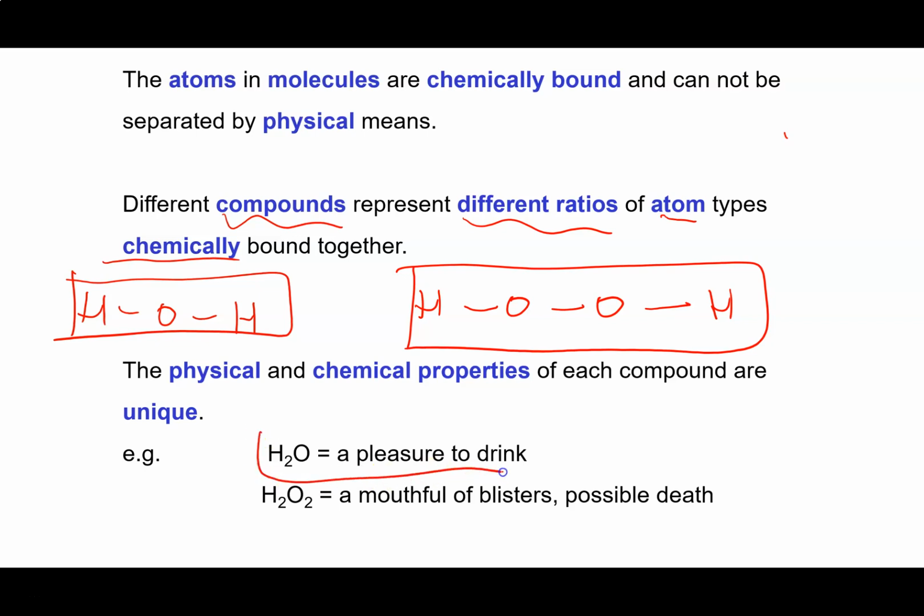So for example, water, we all need water. We have to drink water or we die. Whereas if you were to drink pure hydrogen peroxide undiluted, it would very, very quickly give you a mouthful of blisters and quite possibly damage you to such an extent that you die.